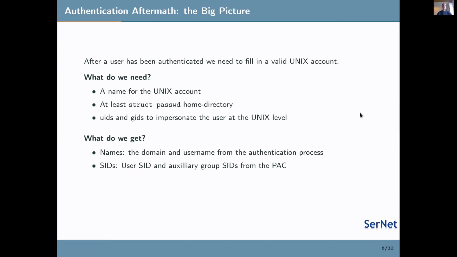So what do we get from the authentication process after successful authentication? We get the names of the domain and the username. And we get Windows SIDs, the user SID and auxiliary group SIDs. We typically get those from the so-called PAC via NTLM or Kerberos. So what do we do with those? We need to form a Unix account.